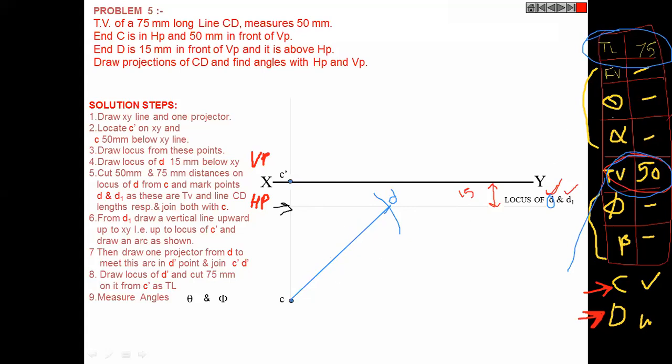Similarly, you are given true length. So we will measure 75 mm on compass. We'll put one compass here and we'll cut one 75 mm arc somewhere here. Understand? So this is your top view and this is your true length. Got it? Now you can easily draw projections upward.